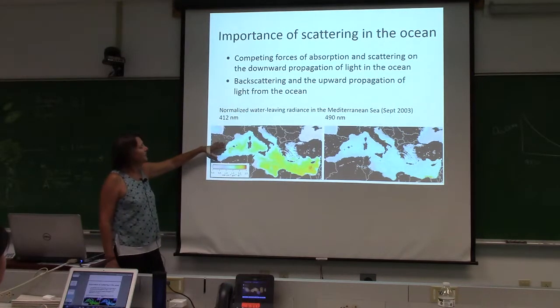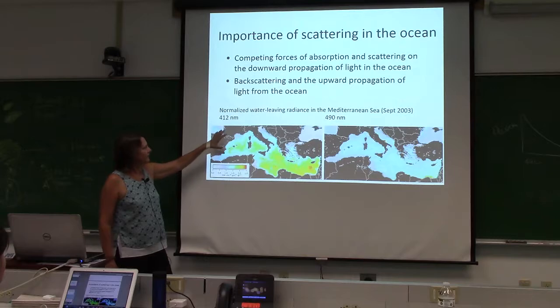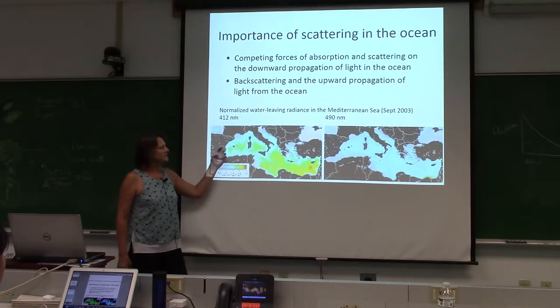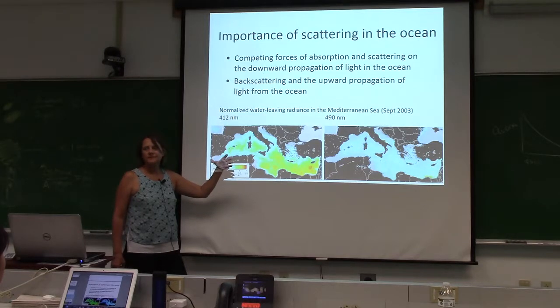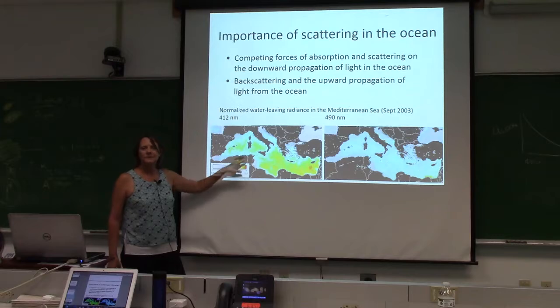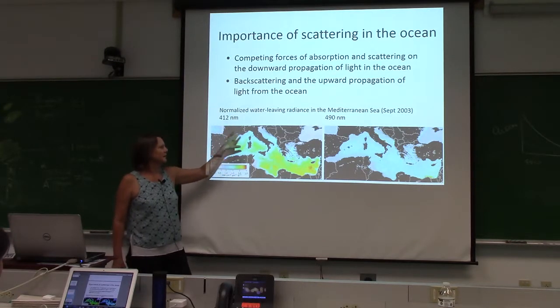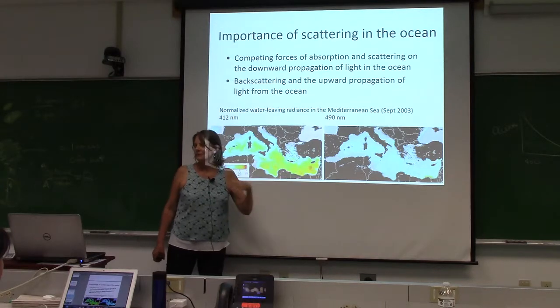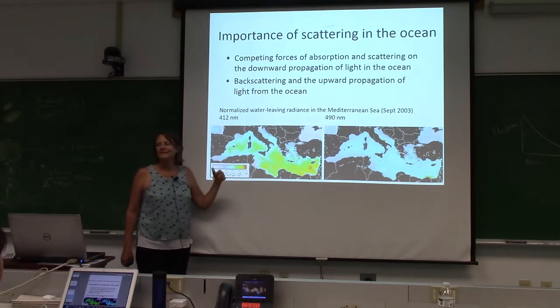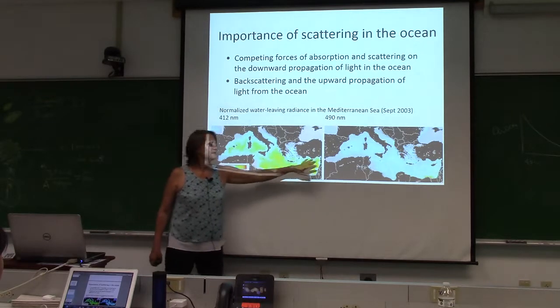But this is just an image from the Mediterranean Sea of radiance coming out of the ocean at 412 and 490, and they're on the same scale. And so this is the backscattered light, right? If this is 412 and this is 490, when you look at it with your eye, what do you see? Is this bigger or is this bigger?